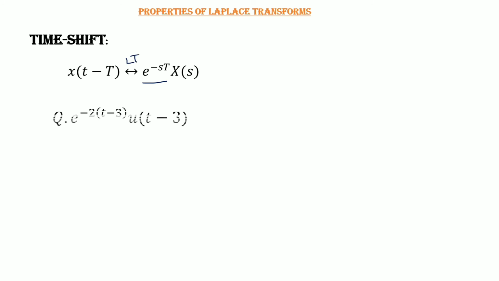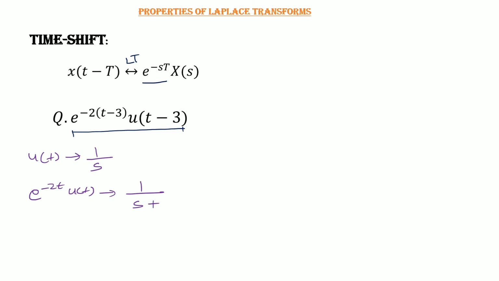And by taking an example, suppose we have this as an example. So u(t) has Laplace transform 1 by s. Now for e to the power minus 2t u(t), we will have Laplace transform of 1 by s plus 2. Okay, now we are seeing that the time shift we have is minus 3 over here and minus 3 over here, both having the same time shift.